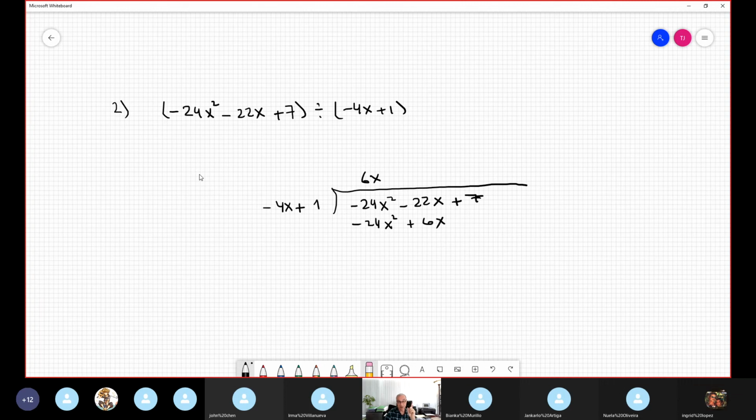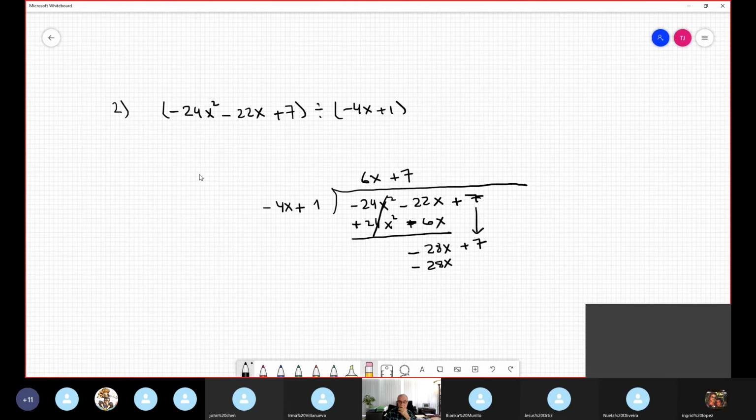Now subtraction. In subtraction, you change the sign. This now is positive, and this now is negative. It always happens. Okay, the first one is cancelled. I create intentionally that situation. And you combine this as negative 28x and bring down 7. Now I suppose that 7 is positive, no? Plus 7, because 7 times negative 4x is negative 28. Nice. And this is 7.